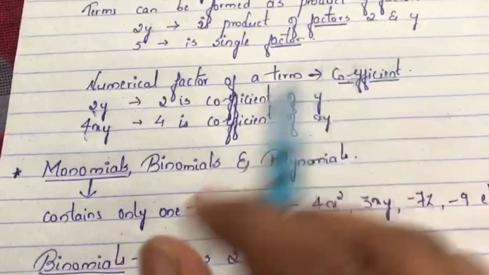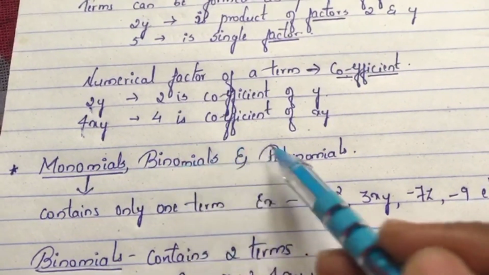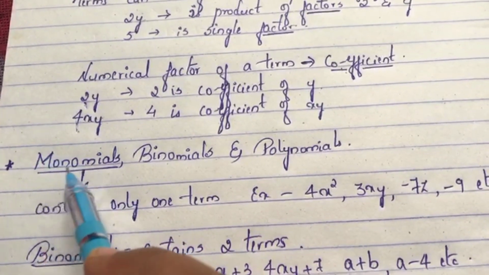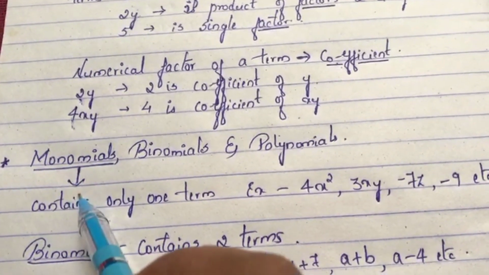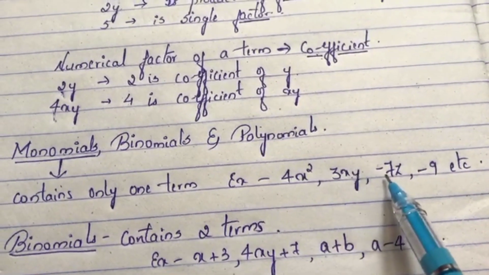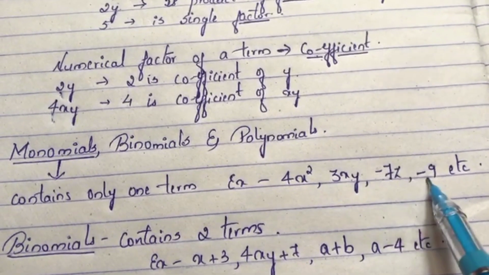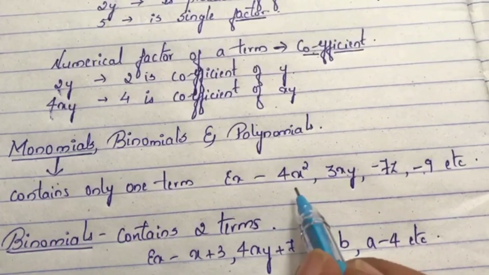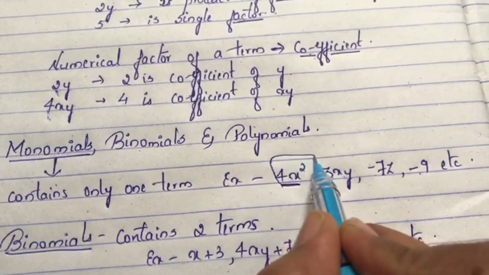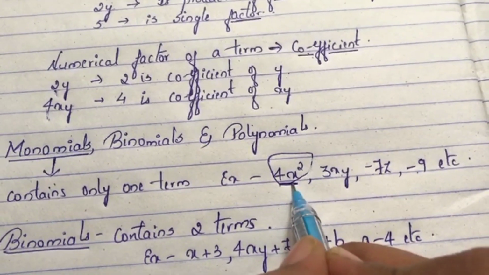Next are monomials, binomials and polynomials. A monomial is an expression which contains only one term. For example, 4x square, 3xy, minus 7z, minus 9, etc. You can see that there is only one term. This is known as a monomial.